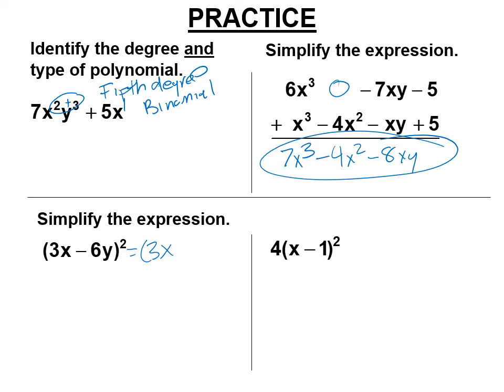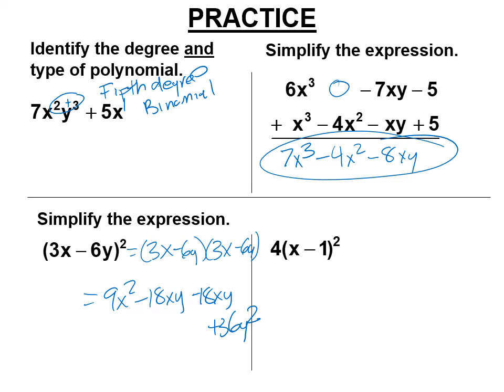We're going to get another perfect square here. And you're going to get 9x squared minus 18xy minus 18xy plus 36y squared. And we're going to get 9x squared, minus 18 plus 18 is 36, so it's 36xy plus 36y squared. Okay.